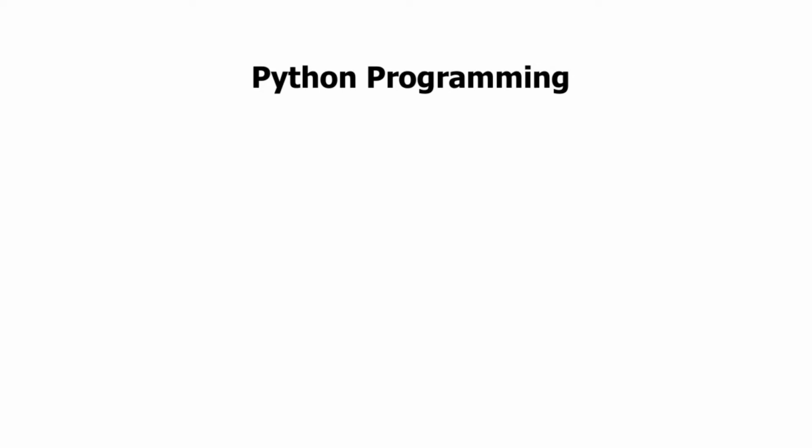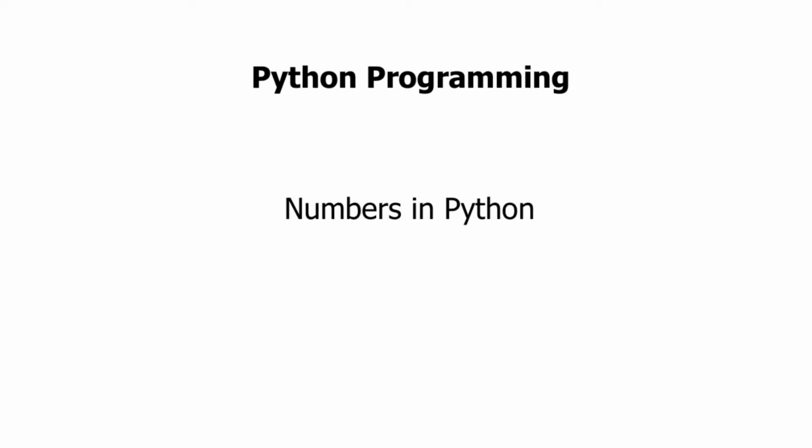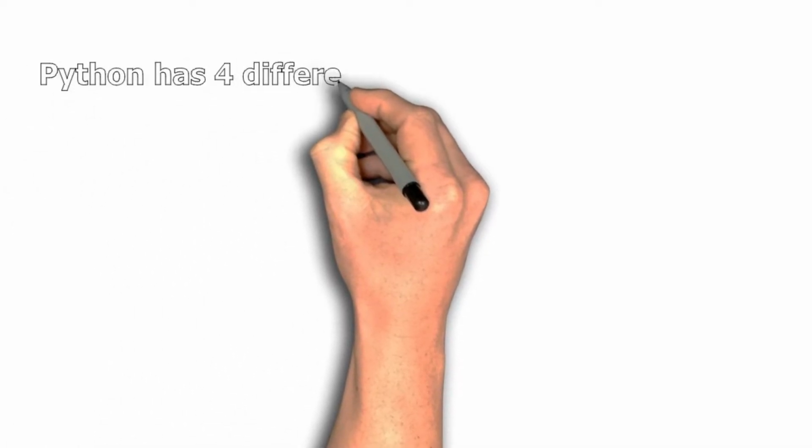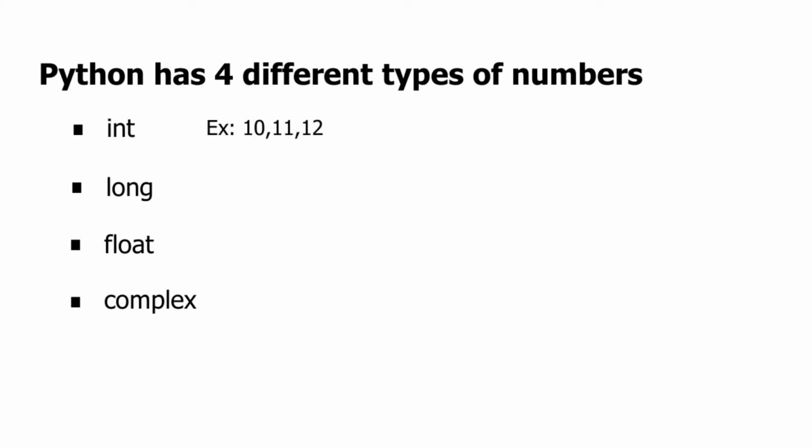In this video, we will learn about numbers in Python and how to use them. Python has 4 different types of numbers: int, long, float, and complex. So, int is defined as integers. They may be positive or negative whole numbers with no decimal point. These can be written as 10, 11, 12, like this.